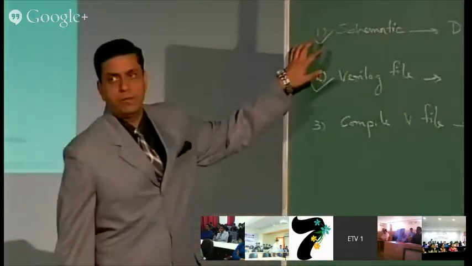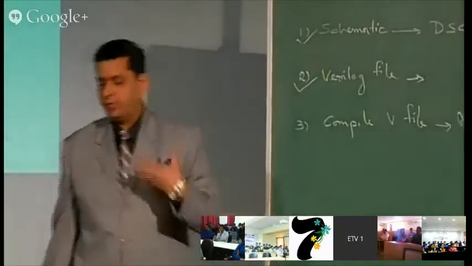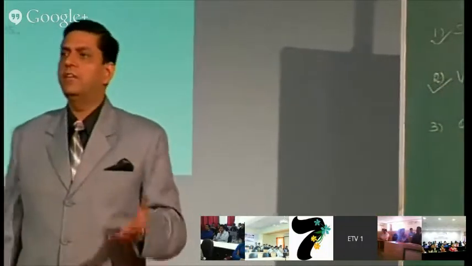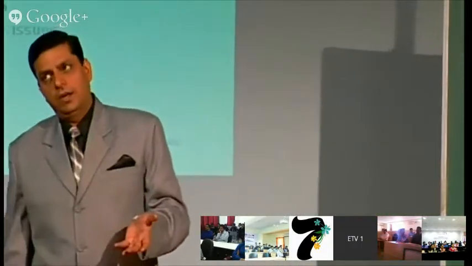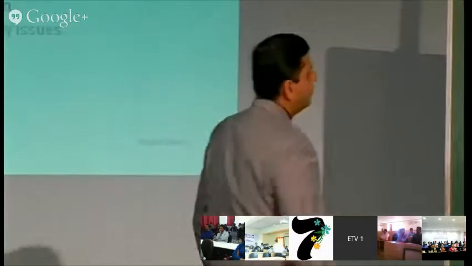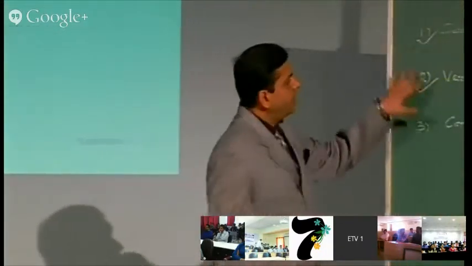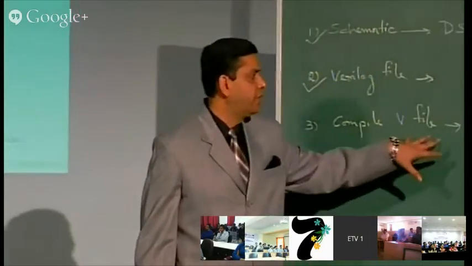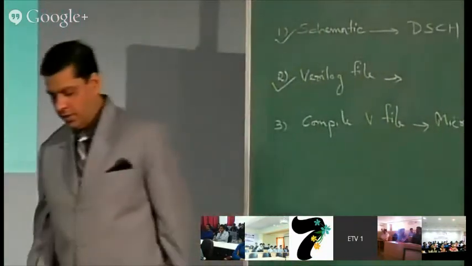So, second thing, either you can go with the schematic part if your circuit is in the form of transistors and gates, or you can start with the Verilog file if your circuit is in the form of HDL language, in the form of text. If these two things are there, then you are going to compile your file, and you will get your layout in Microwind.